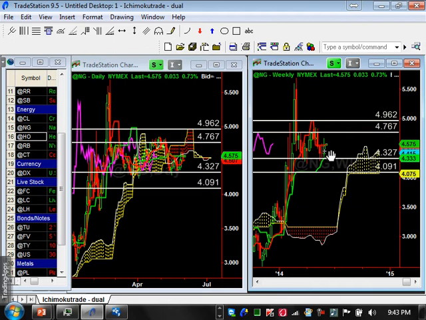So, of course, we got a high probability right now to get to 4.767. If we break that, then we do have a high probability of going to 4.962 and possibly going to 5.500. So keep an eye on this one, because a lot of people are dismissing natural gas, but it does have a potential of going higher. So be cautious of that moving forward.